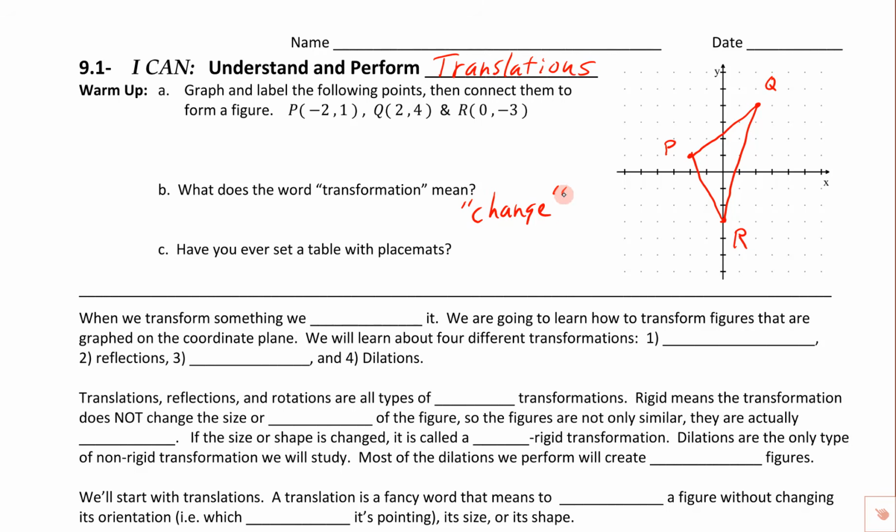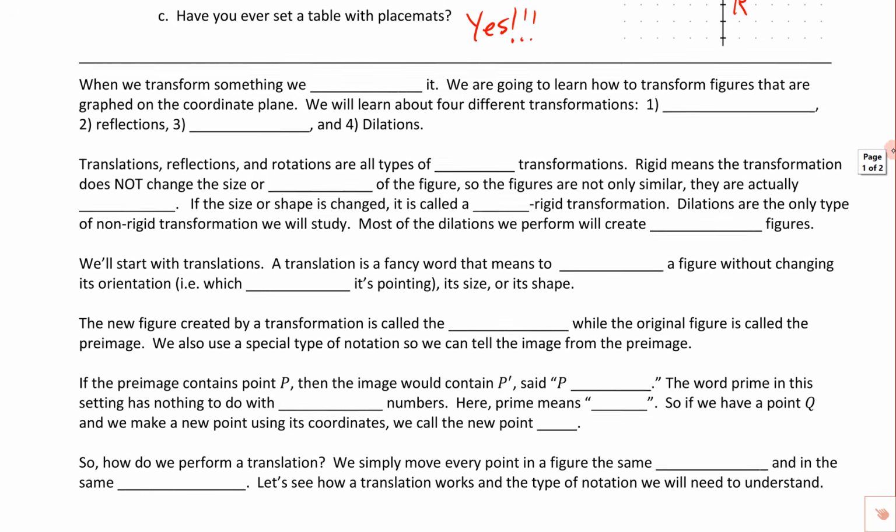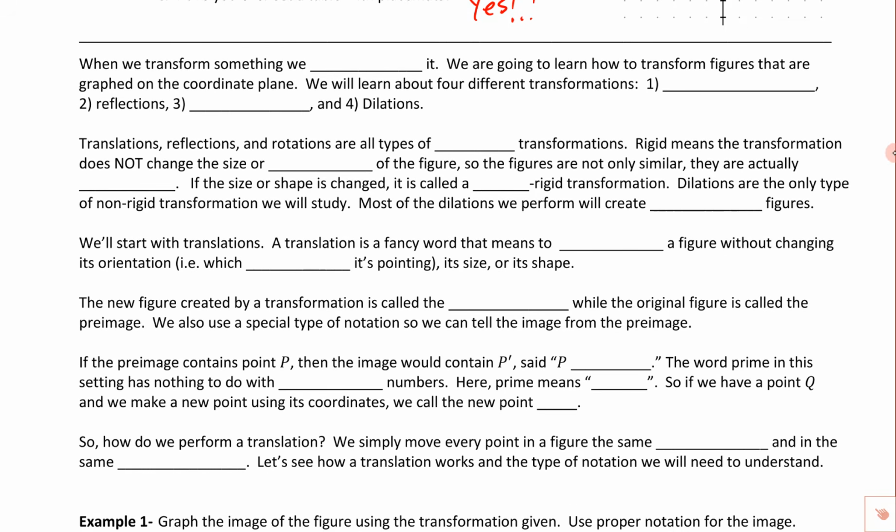All right. The last question seems a little bit random, but it says, have you ever set a table with placemats? I'm hoping for everybody the answer is yes, you have, because we're going to draw an analogy between a placemat on a table and the type of translations that we're going to be doing in today's assignment. So I'm going to slide this down here. We're going to take a look at this information. We're going to be talking about the different types of transformations and categorizing them a little bit and giving a little bit more detail. So I'm going to fill in these and then we'll talk about them.